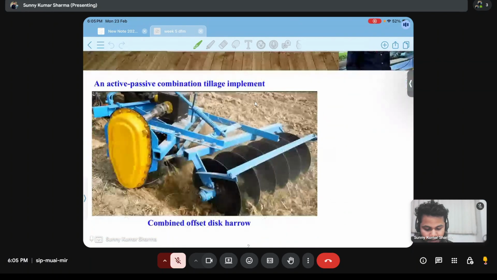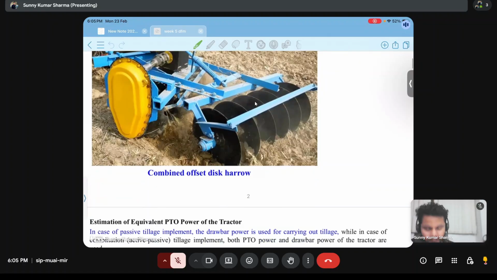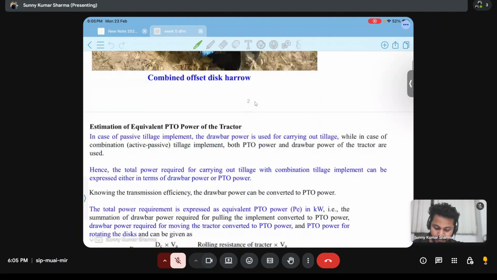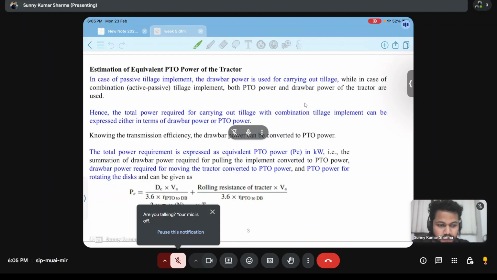So we will start with design of an active passive combination tillage implement, the example of which is combined offset disc harrow. In case of passive tillage implement, the drawbar power is used for carrying out tillage.